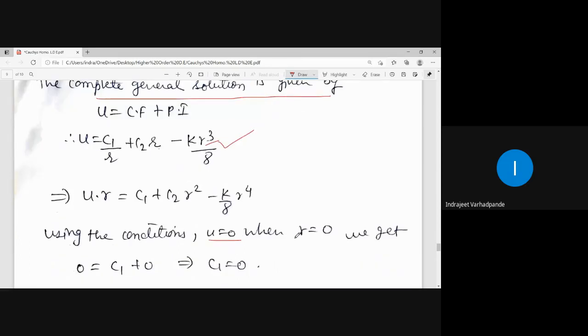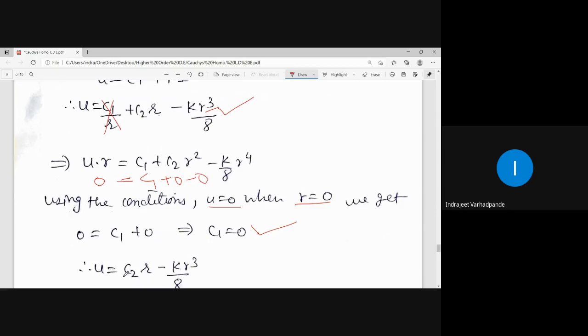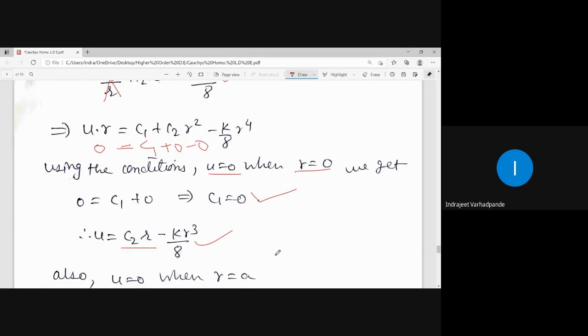Use u is equal to 0 when r is equal to 0. 0 into 0 is 0, which is equal to C1 plus 0 minus 0. So C1 comes out to be 0. This term vanishes. Only the solution is C2 r minus k by 8 r cube. So u is equal to C2 r minus k by 8 r cube.